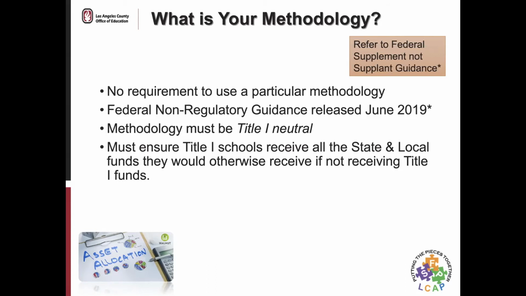How do you allocate and ensure that all your Title I schools receive all the funds they would receive if they weren't a Title I school? And that's what is in now. And fiscal monitoring is going to ask you to not only show them what your methodology is, but actually show how it's working in practice. So they'll ask for follow-up. How does that actually work?